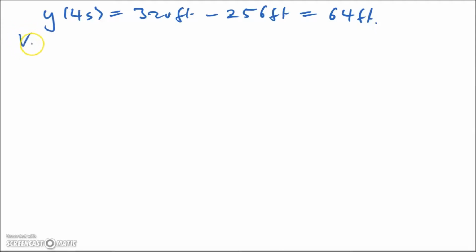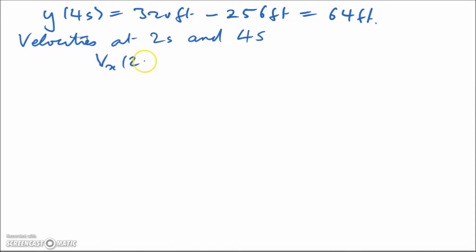So we want the velocities at 2 seconds and 4 seconds. The x velocity is the easy one because we know that Vx at 2 seconds is equal to Vx at 4 seconds, which is equal to the initial x velocity. In other words, the x velocity remains constant, doesn't change with time.